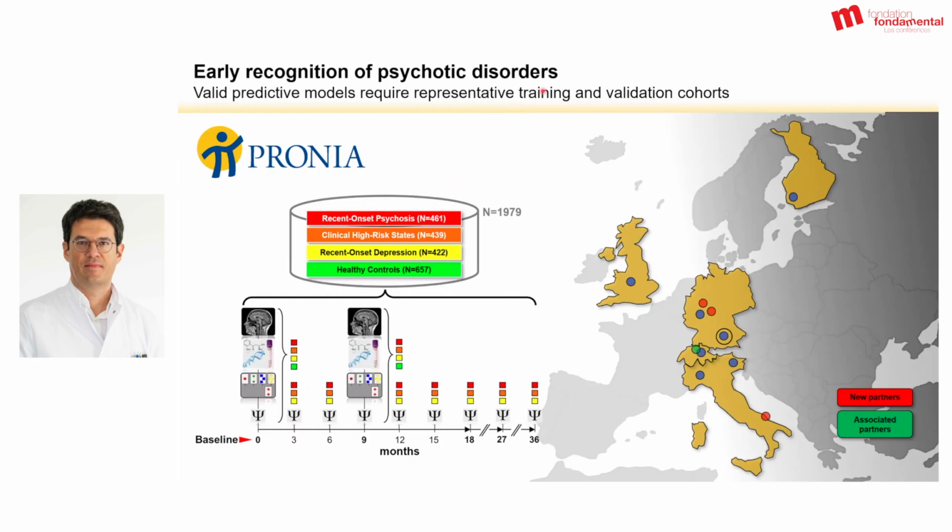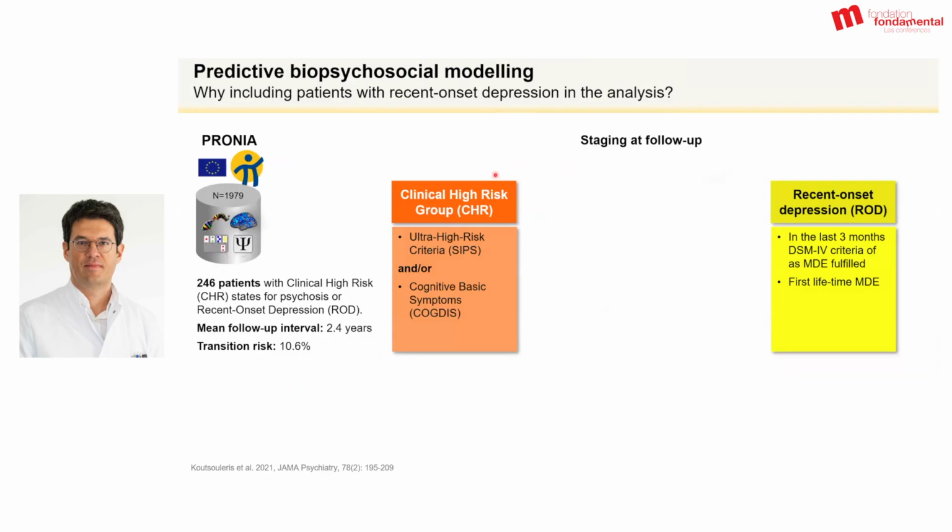We followed them over time, this is shown here, with a maximum of 36 months, and did a very comprehensive baseline examination and also a similarly comprehensive examination at 9 months. It should be similar to other early recognition studies, including the study that Marie-Odile coordinates in France, or the PsyScan study. So we follow these individuals clinically every 3 months, and we stage them by reapplying the SIPS and the Schizophrenia Proneness Instrument for the assessment of cognitive basic symptoms. We applied this also to the recent onset depression group.